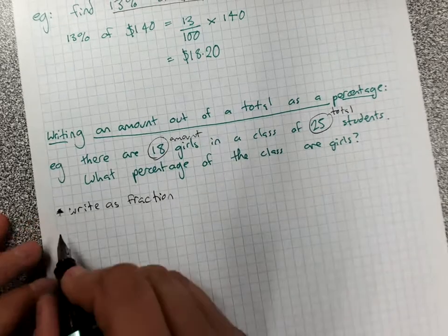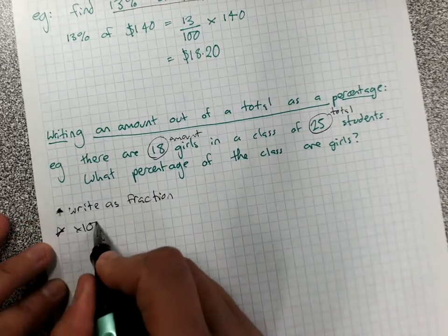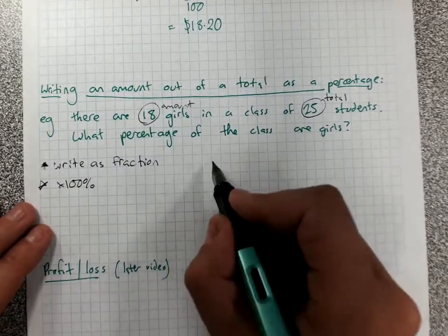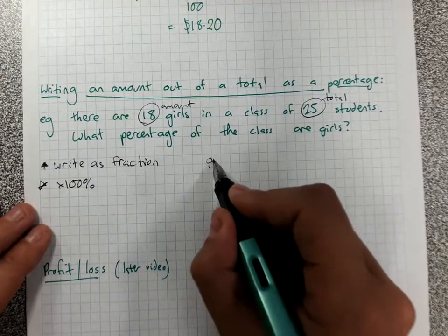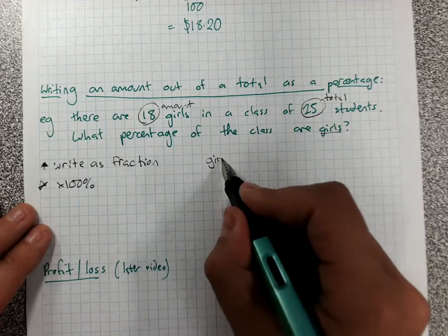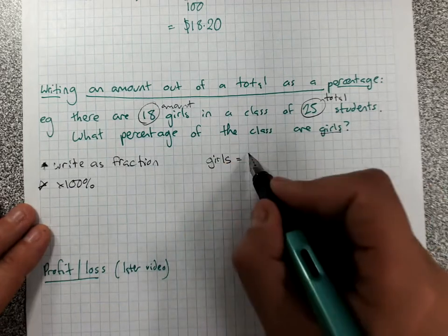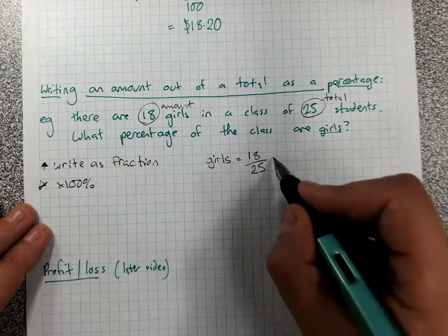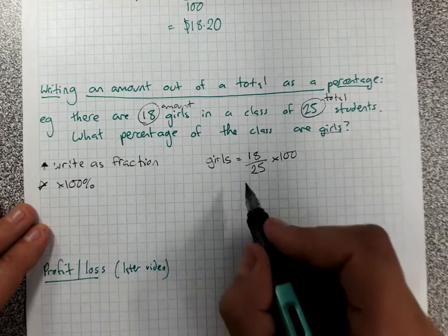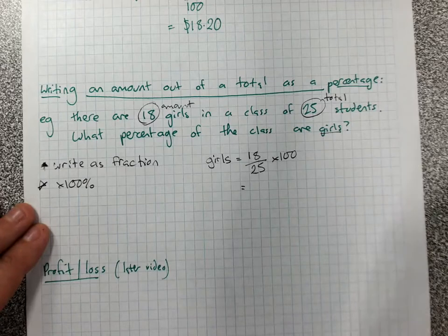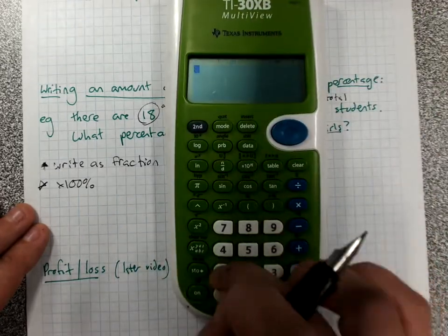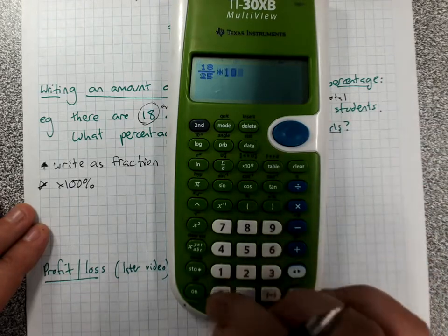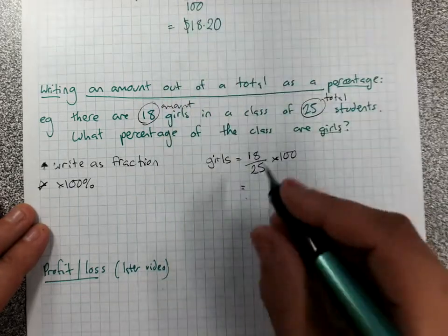Write it as a fraction, then times by 100% to get it into a percentage. So we're answering the question, so it's what percentage are girls. 18 out of a total of 25 times by 100 to get back to a percentage. 18 out of 25 times 100, 72%.